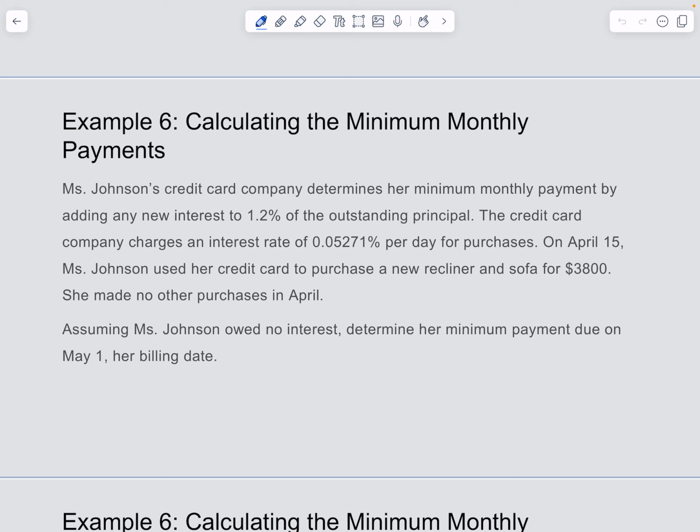Now that sounds like a really low percentage, but this is per day, so keep that in mind. On April 15th, Ms. Johnson used her credit card to purchase a new recliner and sofa for $3,800, and she made no other purchases in April. Assuming Ms. Johnson owed no interest, determine her minimum payment due on May 1st, her billing date. So, since there's no new interest due, her minimum monthly payment due on May 1st is going to be determined by taking 1.2%, that's what they tell us, of the outstanding principal.